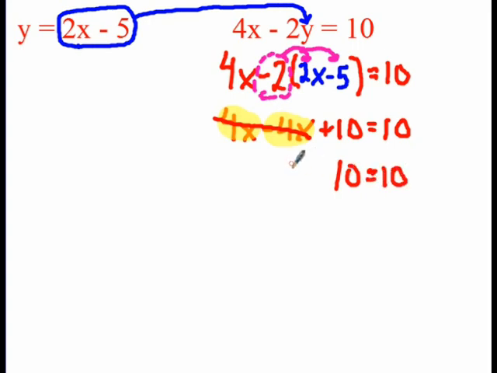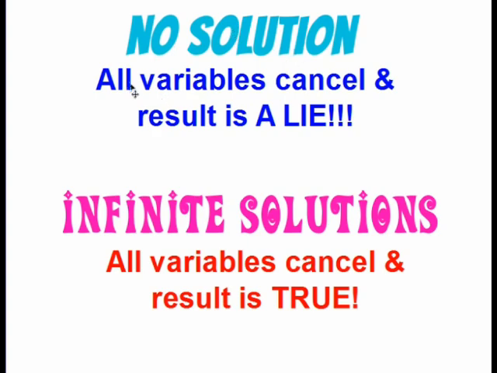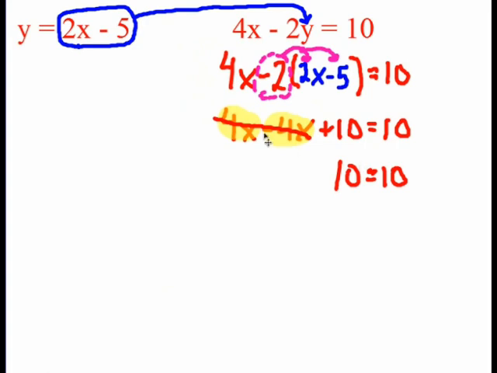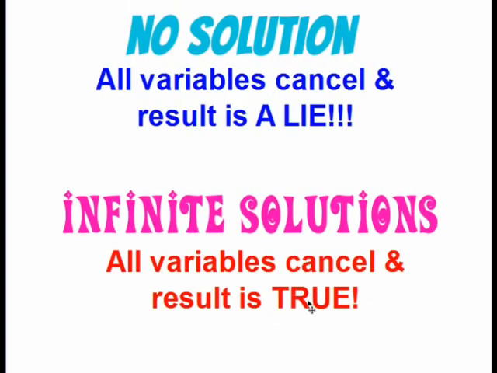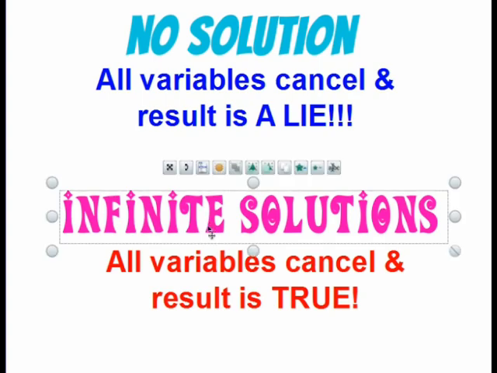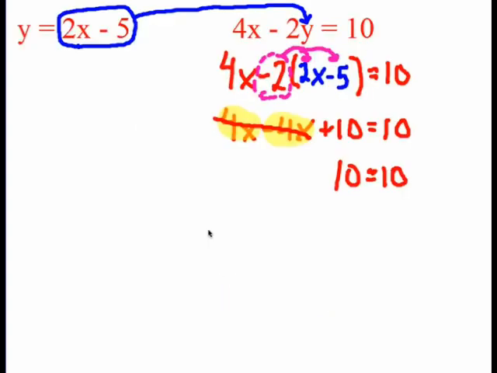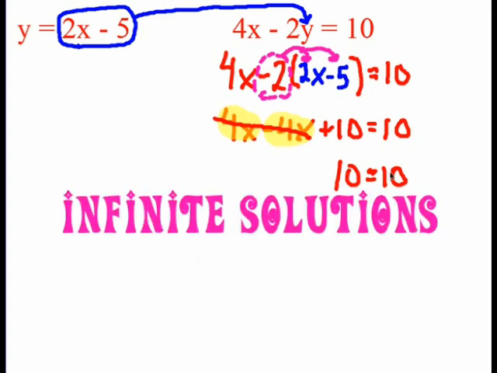We have no x's whatsoever. So whenever all of the variables cancel out, now variables, remember, are letters, so when all of the letters have canceled and you have nothing but a number equaling another number, one of two possible things could happen. One is the answer is no solution. That's when all the variables have canceled and your result is a big fat lie. The other example is if you have all of the variables canceling and the result is true. That's called infinite solutions. So in this case, all of your variables canceled and 10 equals 10. Does 10 equal 10? Well, of course it does. So this is true. So your answer to this would be infinite solutions. So I would take this and write infinite solutions for my answer to this problem.